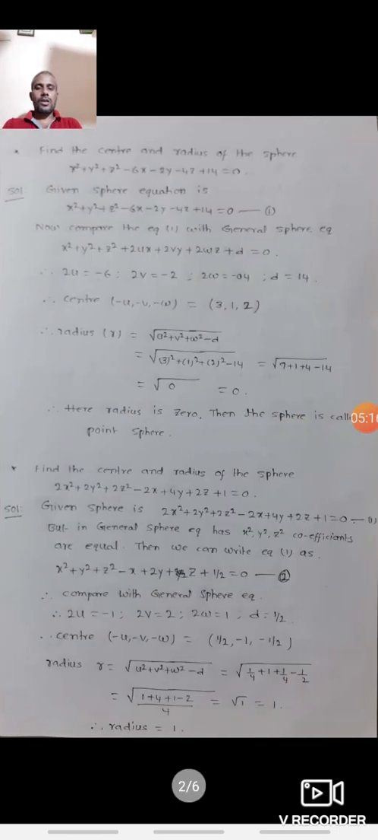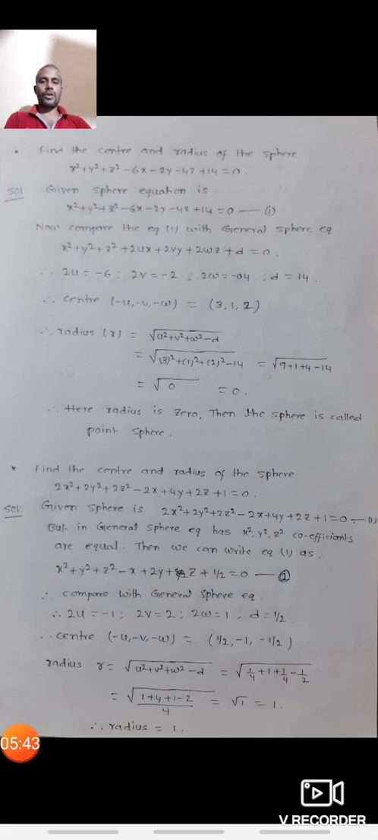Now we have to solve some problems. First problem: find the center and radius of the sphere x square plus y square plus z square minus 6x minus 2y minus 4z plus 14 equal to 0.